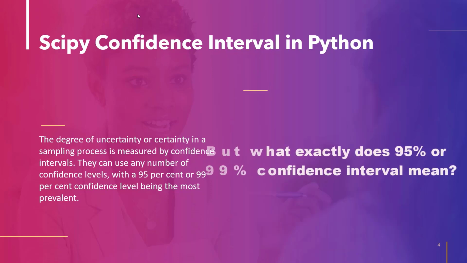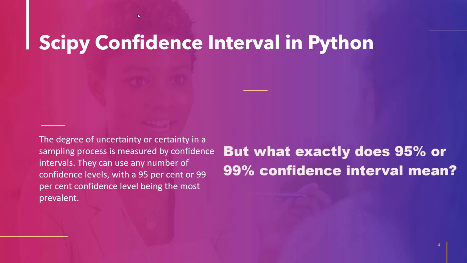But what exactly does a 95% or 99% confidence interval mean? A range of figures within which you can have a 95% or 99% degree of certainty that the genuine population mean is contained is known as the confidence interval. If the sampling process were repeated several times, approximately 95% of the intervals obtained may capture the genuine population mean.